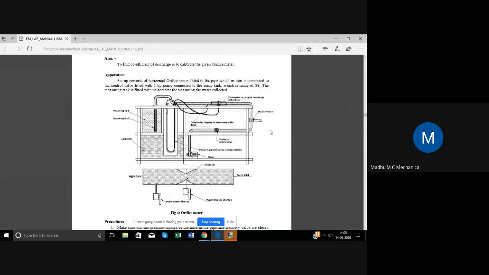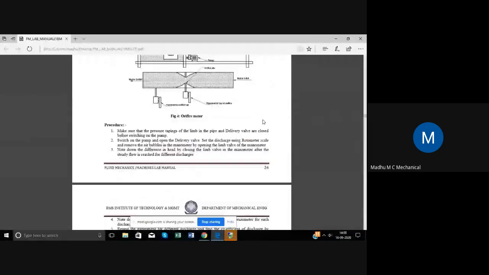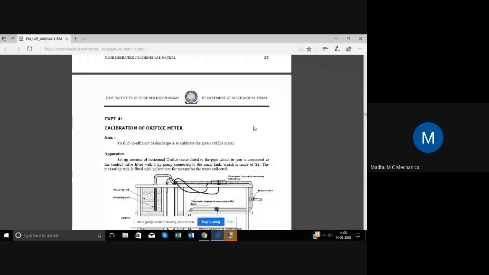Now, what should you do? How do you conduct the experiment? What is the aim of the experiment? You should find the coefficient of discharge and calibrate the given orifice meter.